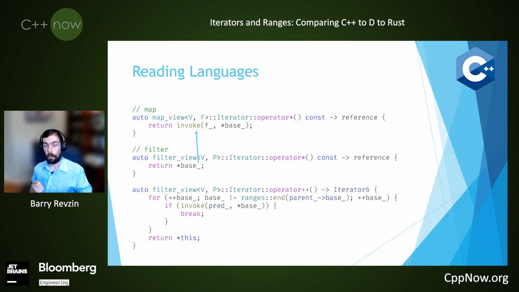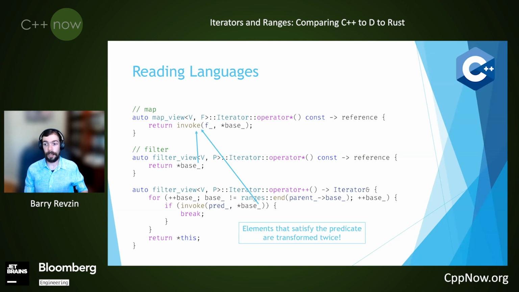But the issue is when we advance the filter iterator, we have to find where we're stopping. And when we're stopping, we have to invoke our underlying iterator to see what the value is there. And that also reads through the underlying map iterator, which also invokes the function. So every time we advance, we get to some element in the range, we invoke the function. And if that satisfies the predicate, then we have to read through that iterator again, which invokes that function again. So what we end up with, elements that satisfy the predicate are actually transformed twice, while elements that don't satisfy the predicate are only transformed once.